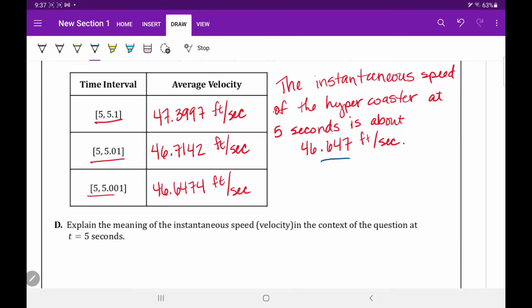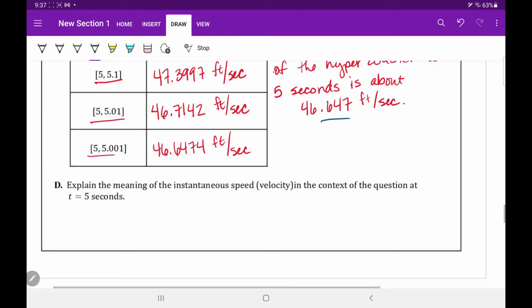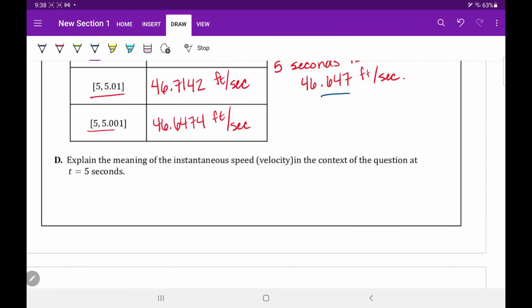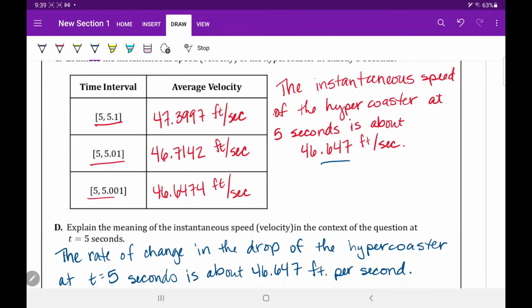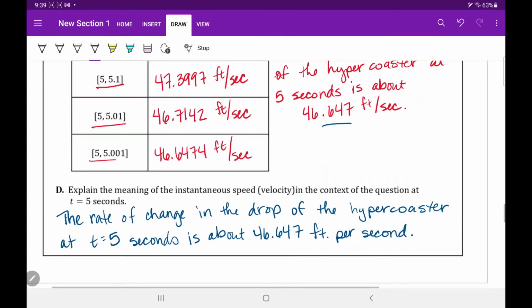So explain the meaning of the instantaneous speed or velocity in the context of the question at t equals 5 seconds. So let me make that appear for us again. Here we go. The rate of change in the drop of the hypercoaster at t equals 5 seconds is about 46.647 feet per second. So that's pretty close here, except we said the instantaneous speed in the answer in red. And so looking at D, the rate of change in the drop of the hypercoaster. So we added, what does it actually mean? What's happening? The coaster is dropping at this speed.